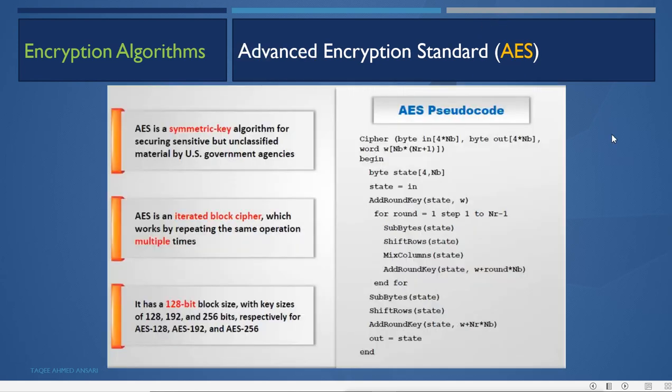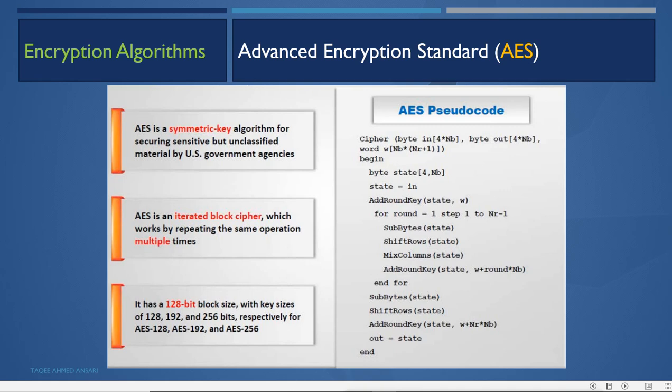This AES is a symmetric key algorithm for securing sensitive but unclassified material by US government agencies. So it is used by US government agencies right now, and this AES is an iterated block cipher which works by repeating the same operation multiple times. It has a 128-bit block size with key sizes of 128, 192, and 256 bits respectively for AES-128, AES-192, and AES-256.